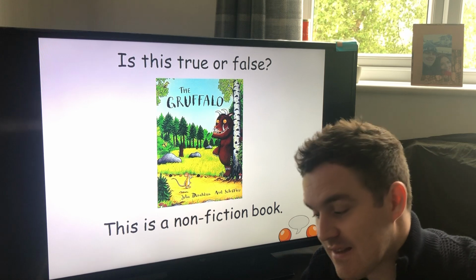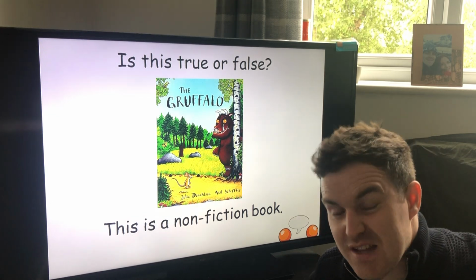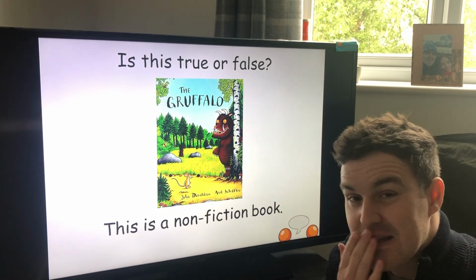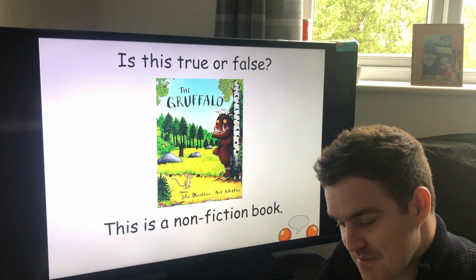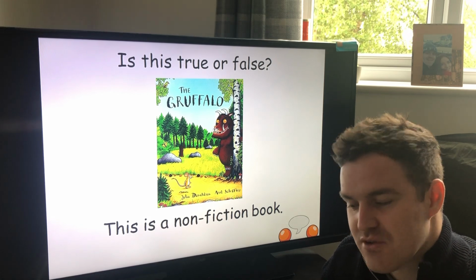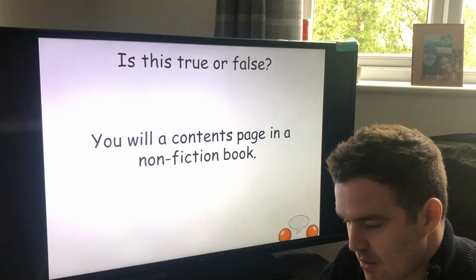Well done if you said that that is false. The Gruffalo is a fiction book because it's made up, isn't it? You don't really have a Gruffalo. So it's not a real book, it's make believe to entertain children mainly. Okay, what about this next one?